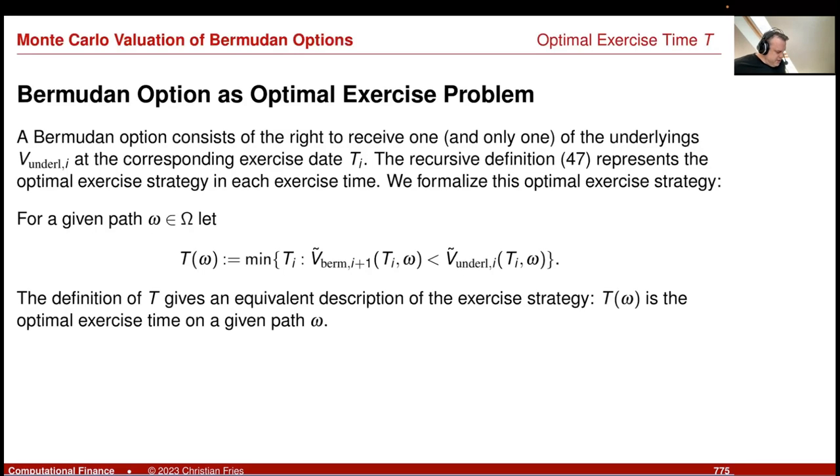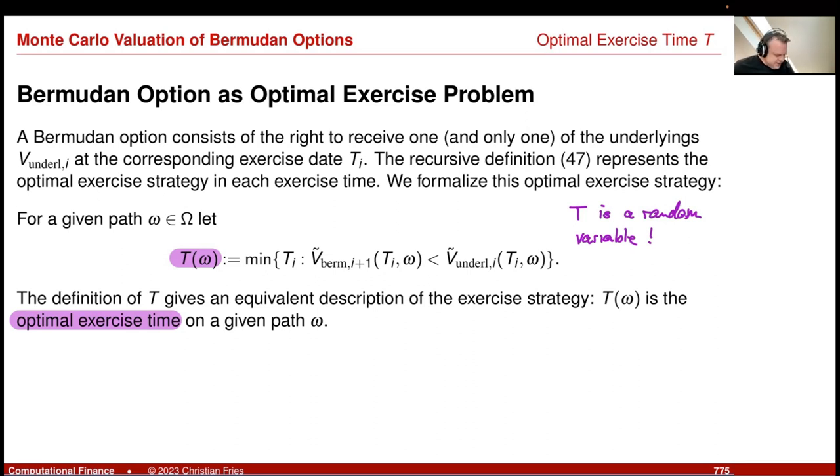So we introduce the optimal exercise time. And this guy, it's a time, but it's a random variable. Yeah? So T is a random variable. So it's a stochastic time. And how do I define it?